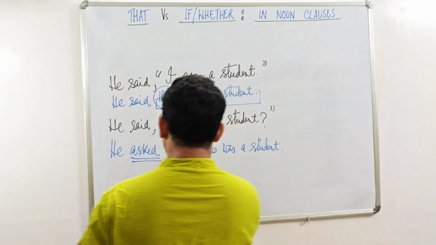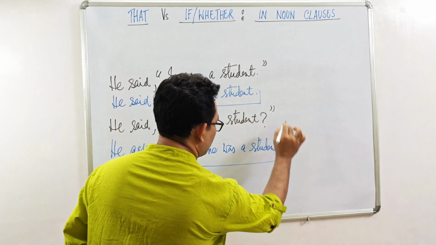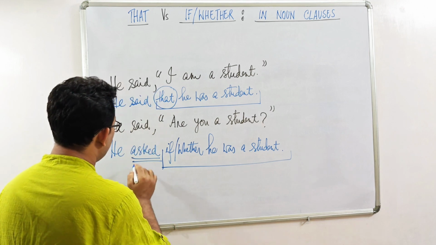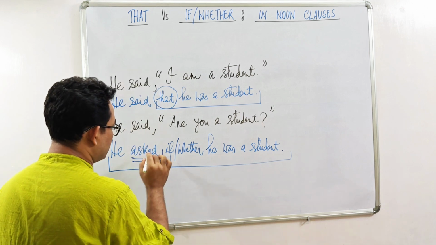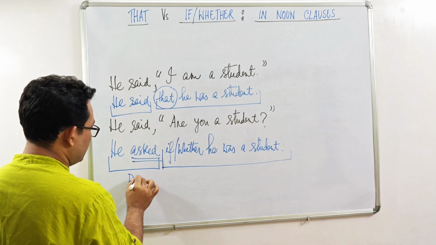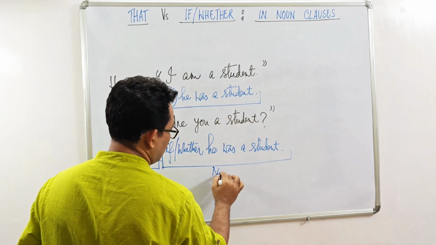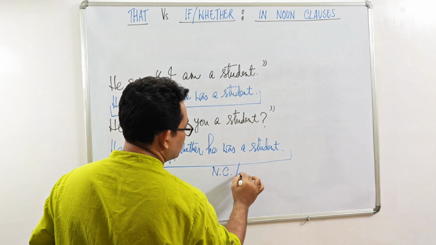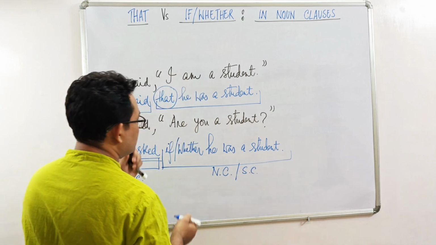Here again, from if till the end of the sentence, it is the noun clause, and the rest of the part is the principal clause. So PC over here, noun clause or subordinate clause. Okay, same here.